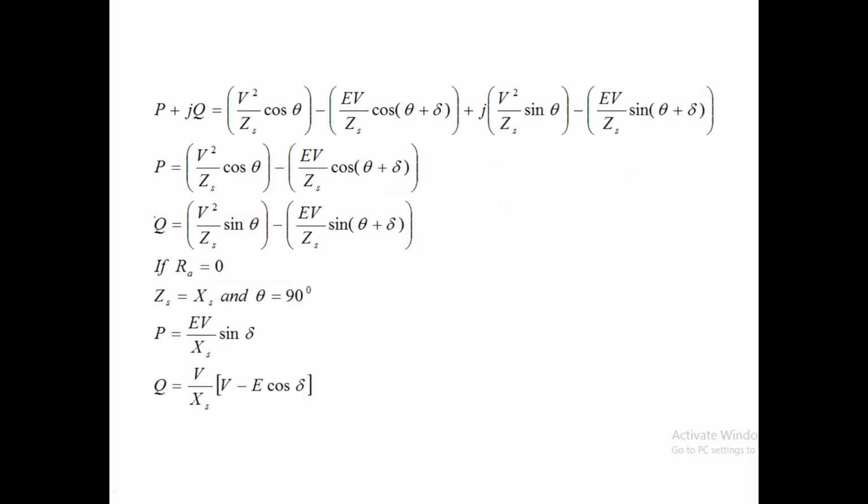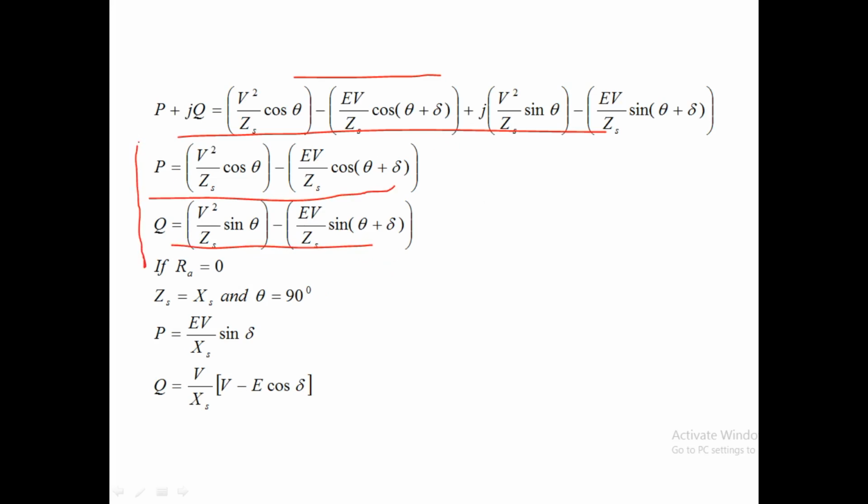So what will be P? This is P plus jQ in total. Converting polar to rectangular, you can write it like this, and the cosine part is P. So P is V square by Zs into cos theta minus EV by Zs into cos of theta plus delta. And what is Q? V square by Zs into sin theta minus EV by Zs into sin of theta plus delta. So these are the equations.